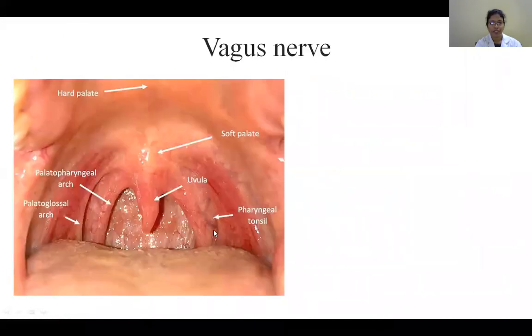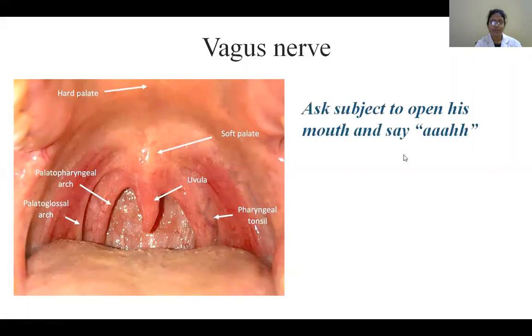So again, we would just brush over the structures present in the pharynx. So this is hard palate, and as you go posteriorly, you have the soft palate. So this small structure is uvula, which is in the center. You see these are the two pharyngeal arches. So the anterior one is known as palatoglossal arch and the posterior is known as palatopharyngeal arch. And in between these two, you have the tonsils.